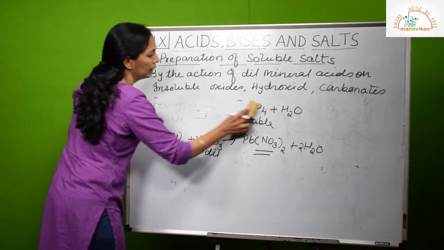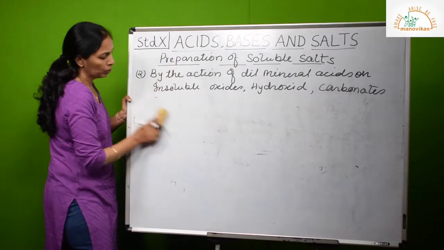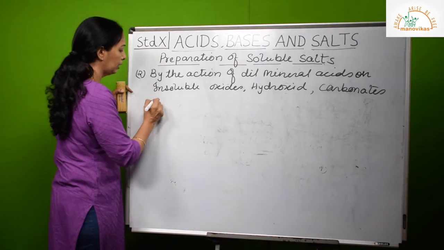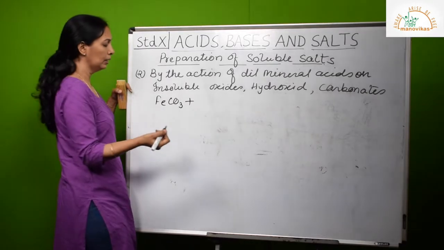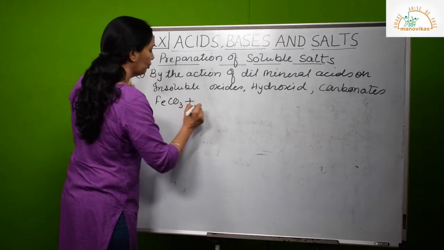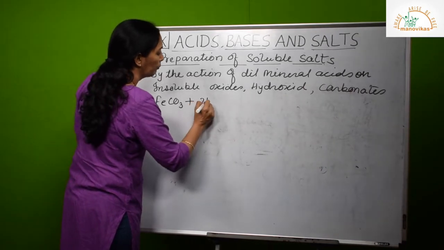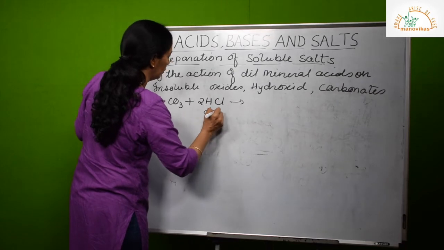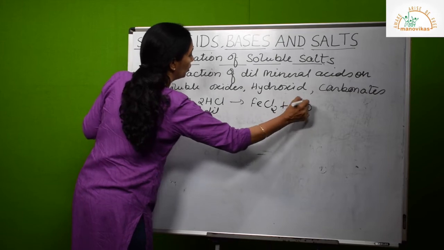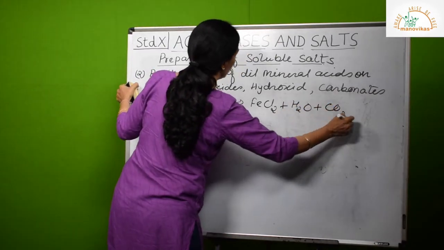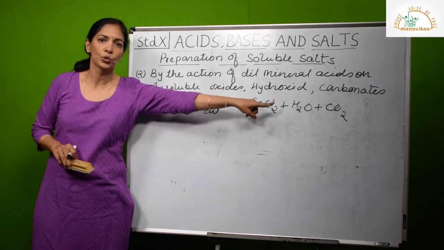The third one, we can take an insoluble carbonate, like any carbonate: iron 2 carbonate or calcium carbonate or any other carbonate, FeCO3 or CaCO3 or CuCO3. Treat it with dilute acid, hydrochloric acid. This time I will write hydrochloric acid. So HCl, dilute hydrochloric acid, will give FeCl2 plus H2O plus CO2. Again see, CO3 is there, that's why the byproducts are H2O and CO2.